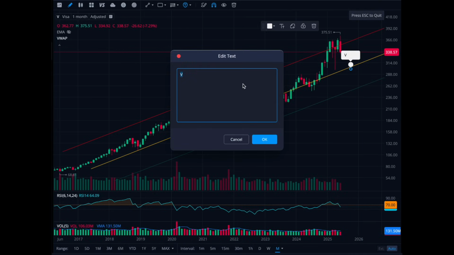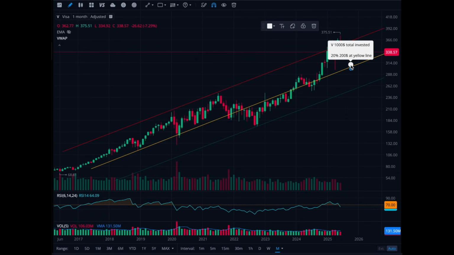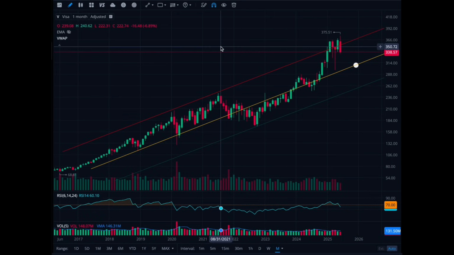So I'm going to put a note right here. Visa, $1,000 total invested. I'm going to do 20%, $200 at yellow line. Now you can set your alerts right at these areas. So when the stock comes and hits this, you already have a note. Okay, Visa, I want to invest $1,000, 20%, $200 at the yellow line.